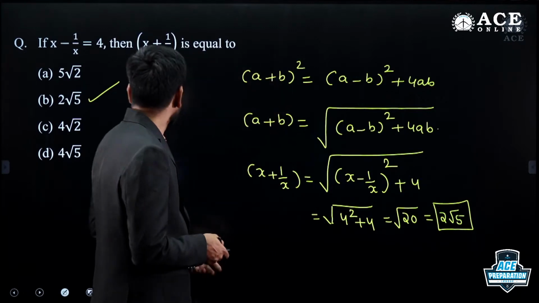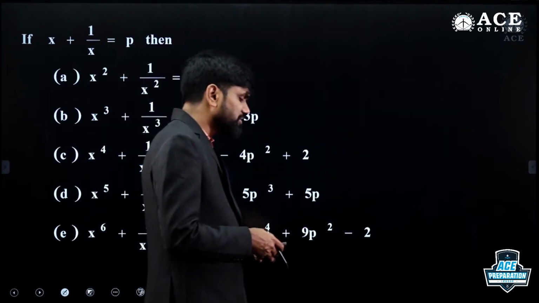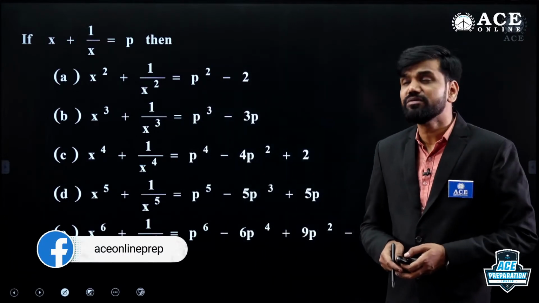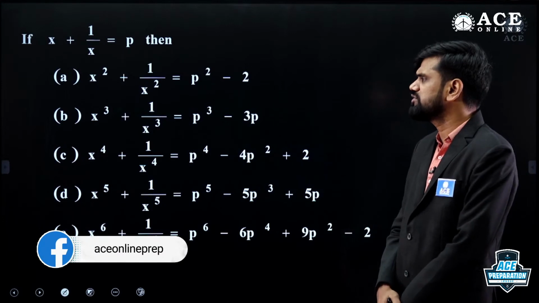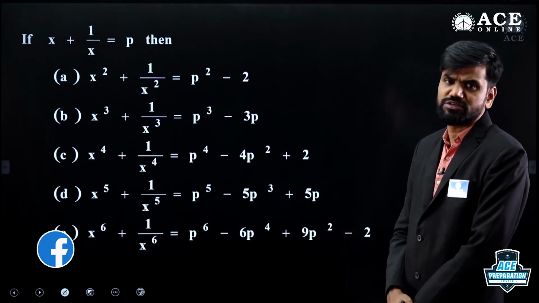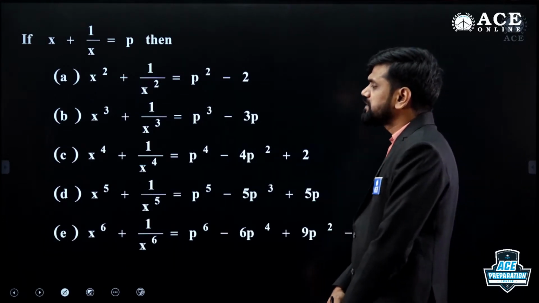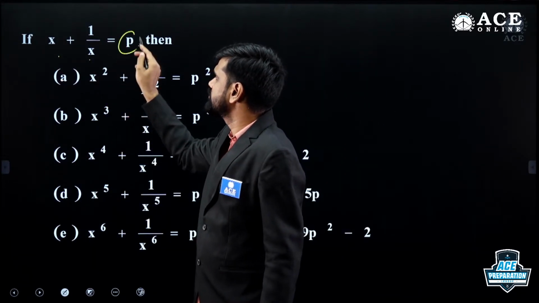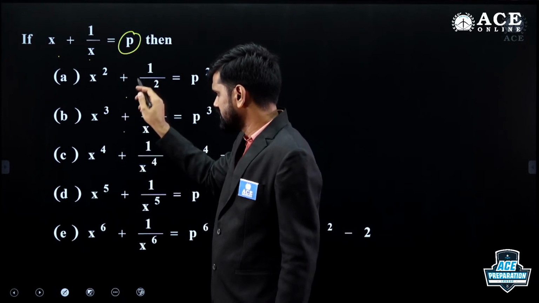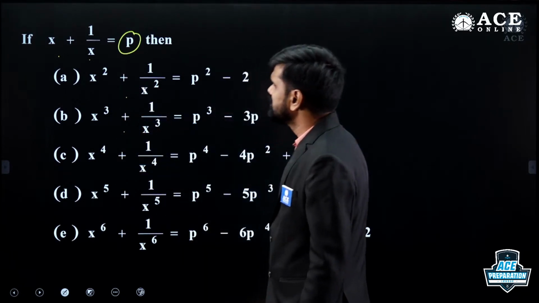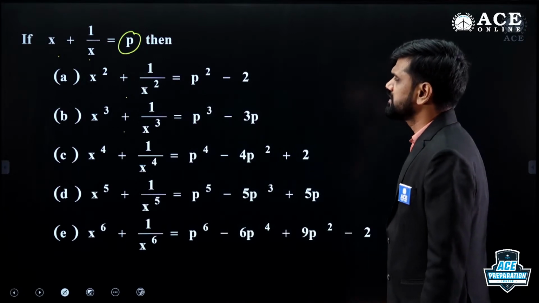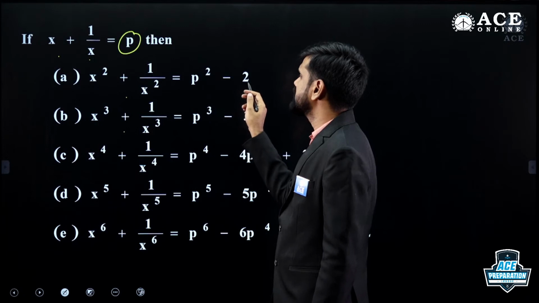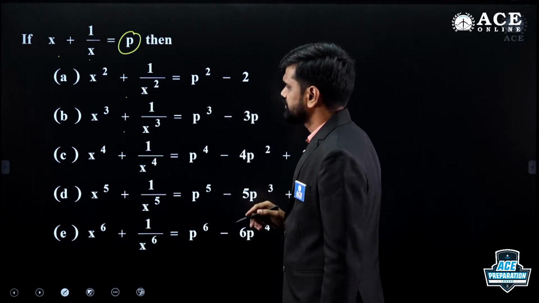Next one. Going ahead with the list of formulae here, please observe this. This is the list that you have to mandatorily remember. I'll give you the method to remember this also. If x plus 1 by x is given, they will ask you to find any of these values, x square, x cube, x power 4, something like this. So here if x plus 1 by x is given as p, x square plus 1 by x square, we have already seen, will give you p square minus 2.